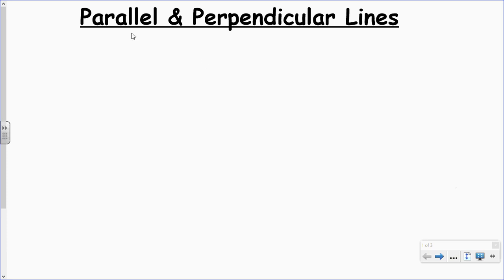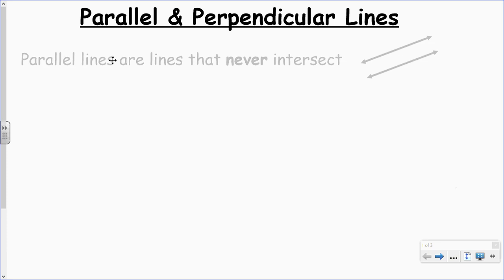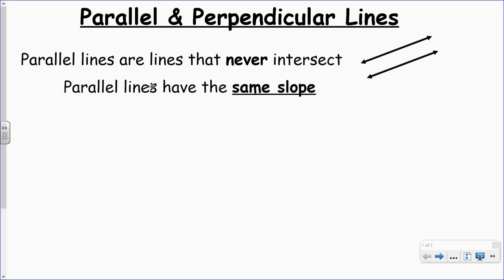Okay, so parallel lines are lines that never intersect, which means they never touch, they never cross each other. And so because they never intersect, these lines have the same slope. So if you're looking at an equation or any of that, if you can find the slope, and if the two equations have the same slope, then those lines are parallel.